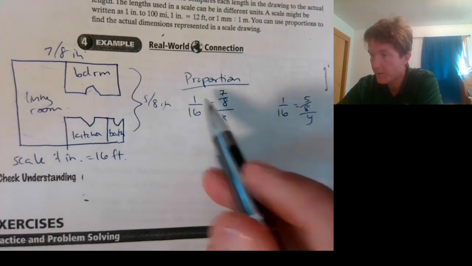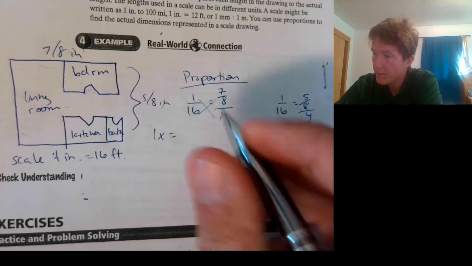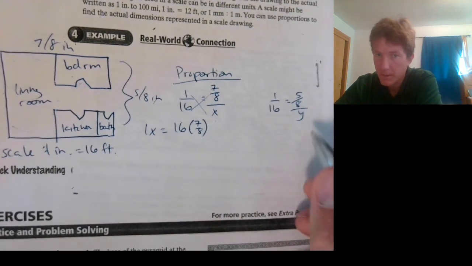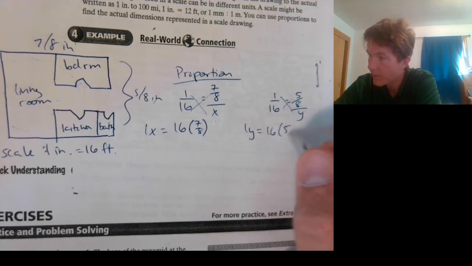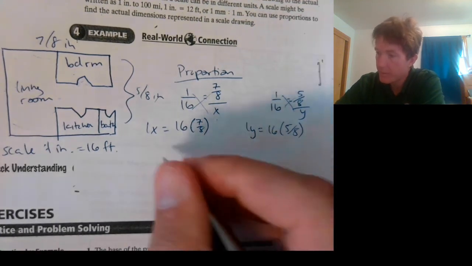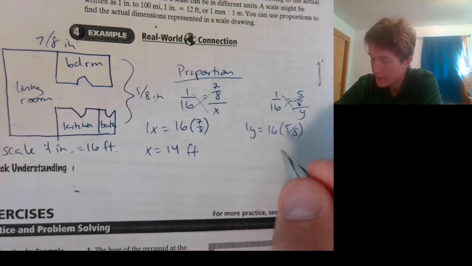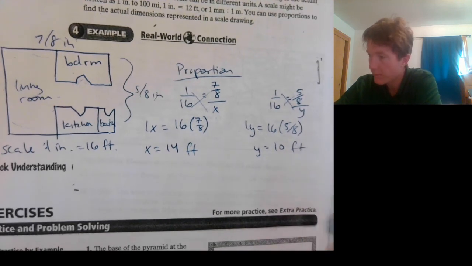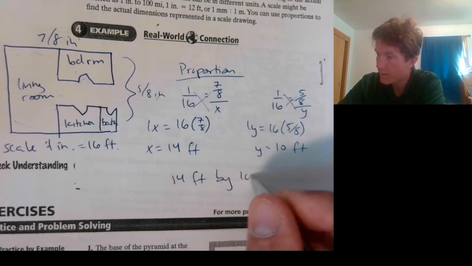So let's go ahead and solve this. Let's use the cross product property. We're going to cross multiply. So 1x equals 16 times 7/8. Over here, this will be 1y equals 16 times 5/8. And then multiply out. We get 14 feet. And over here we get y equals 10 feet. So the actual dimensions are 14 feet by 10 feet.